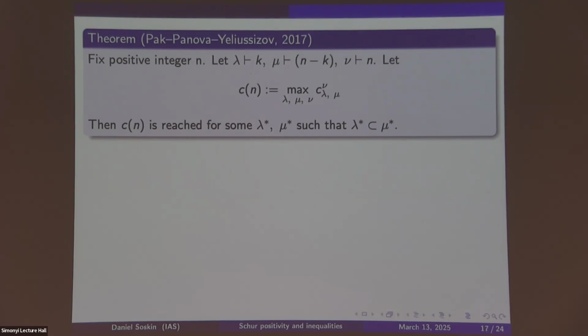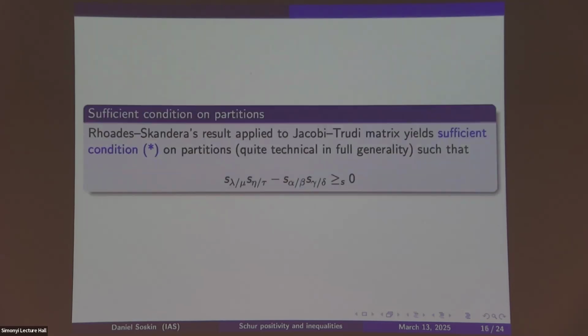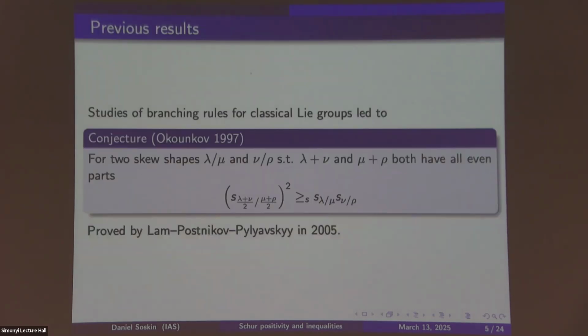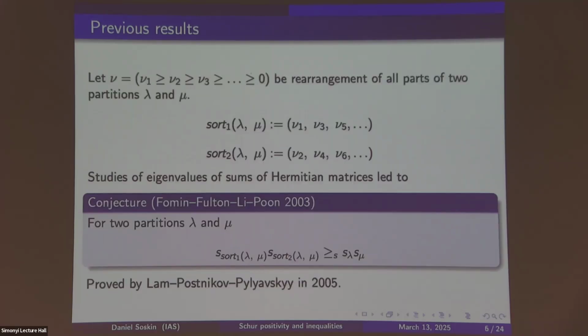So are you saying this Rhodes-Skandera result immediately implies this Okounkov conjecture? Yes. They just were not aware of that. You can look at the Okounkov conjecture, and if you write it in terms of minors of the Jacobi-Trudi matrix, you will see that here you will have more interlaced rows and columns than here. It's more vivid here, because here you literally have interlaced covers.